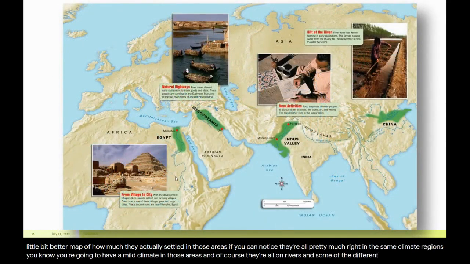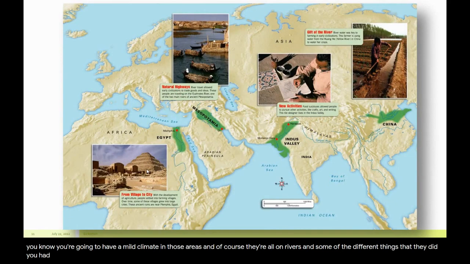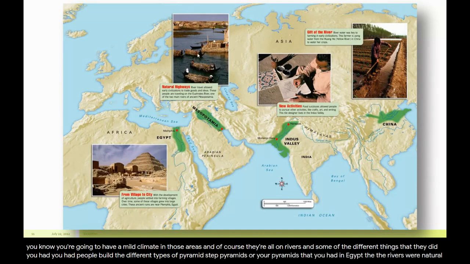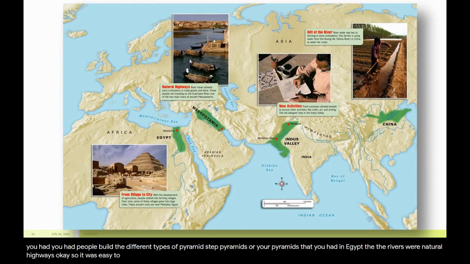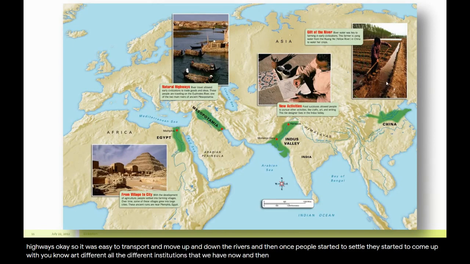Some of the different things that they did: people built different types of pyramids, step pyramids, or the pyramids that you had in Egypt. The rivers were natural highways, so it was easy to transport and move up and down the rivers. Once people started to settle, they started to come up with art and all the different institutions that we have now. And then the big thing was irrigation, taking the water from the river and moving it out to the crops.